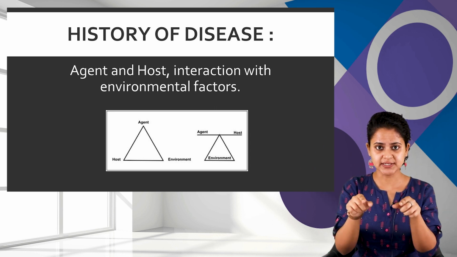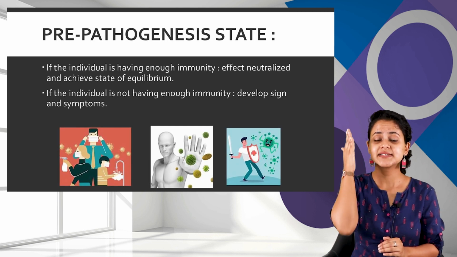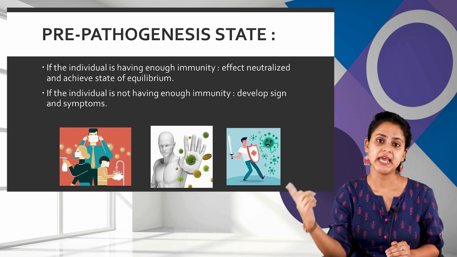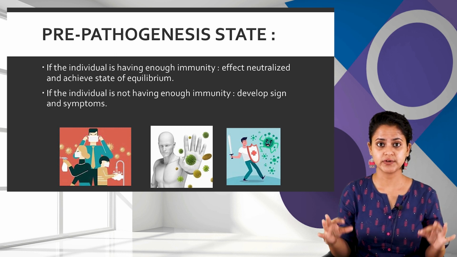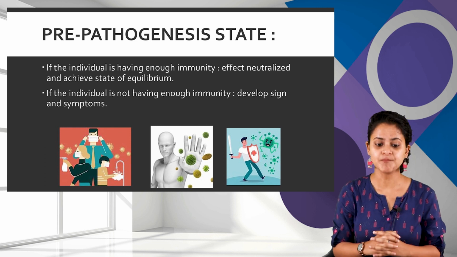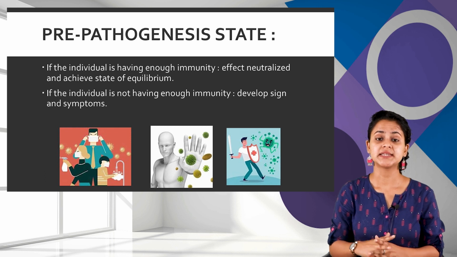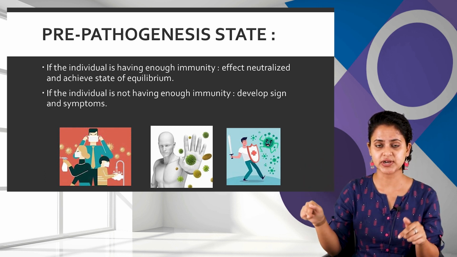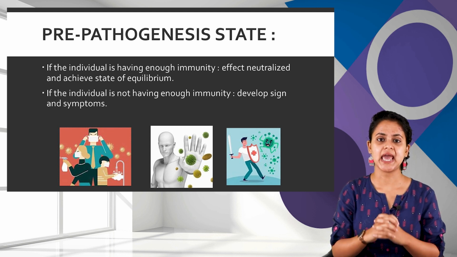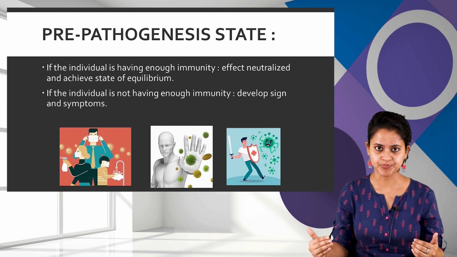Interaction of these three factors is basically going to affect the individual person. Now, the disease process will be occurring and it will progress if the client is not present with adequate immunity. So I hope you had it clear. If an individual has enough immunity, the effect of these three factors and their interaction will be neutralized and the person will achieve the state of equilibrium.